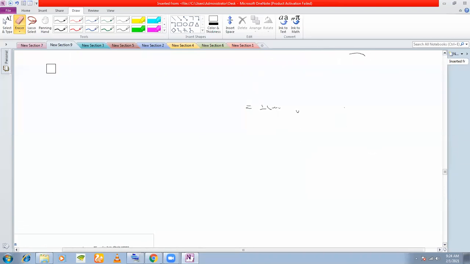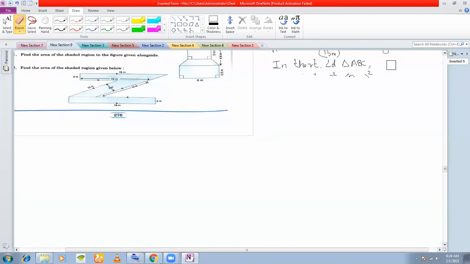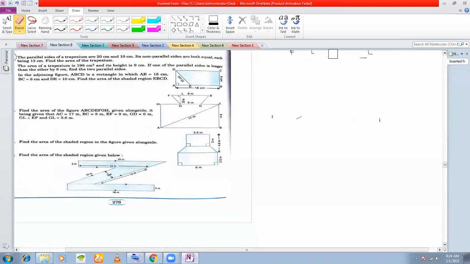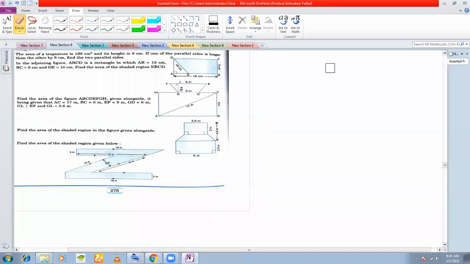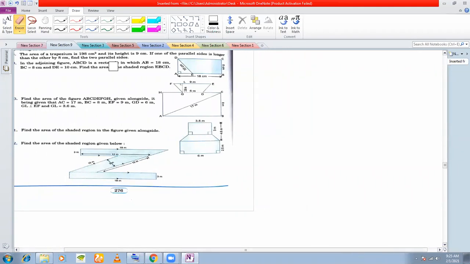Number 22 looks a difficult problem, but actually it is a very easy problem. If you see, the symbol looks like the letter Z, like an alphabet. So let us see how we can work out number 22. Let's draw the diagram for number 22.